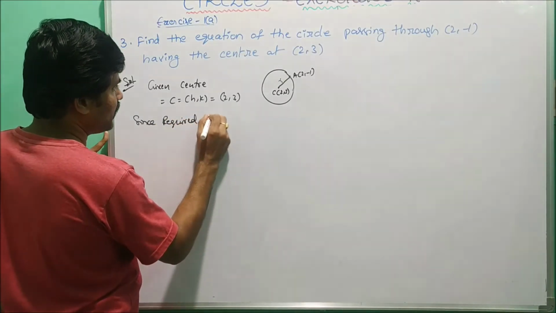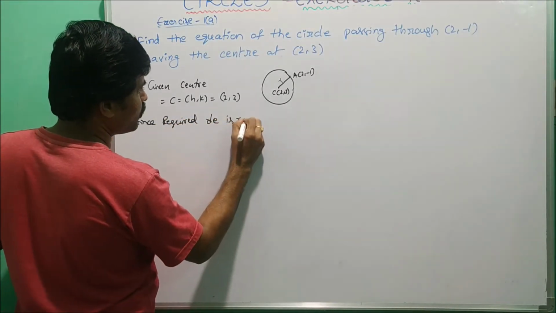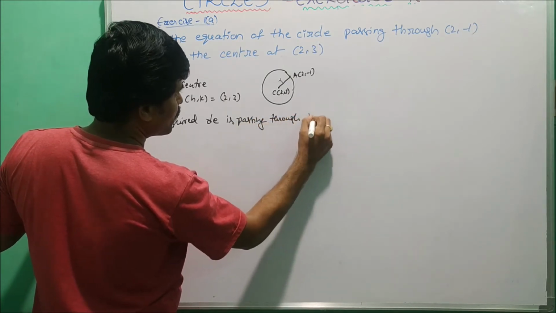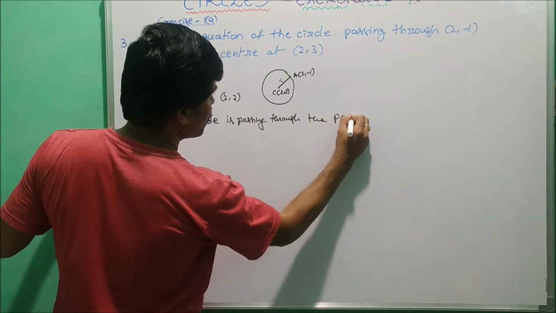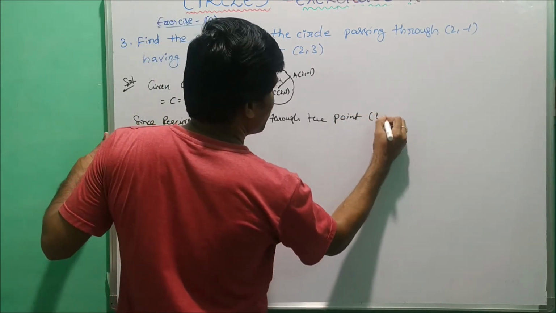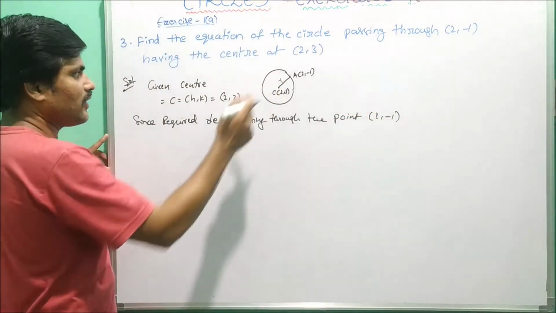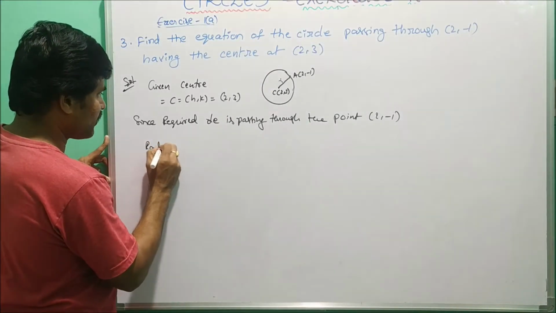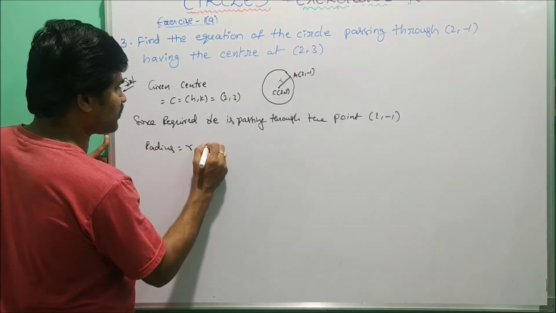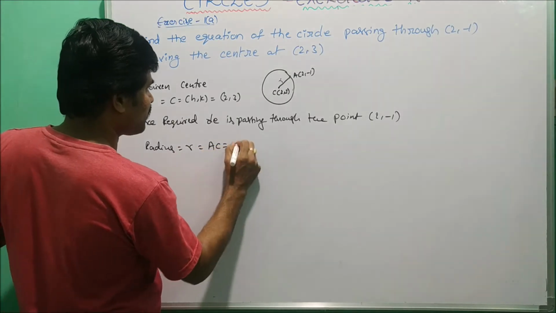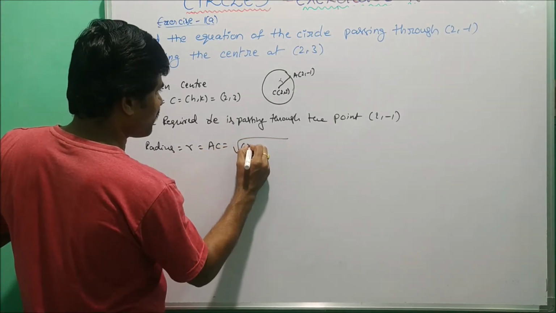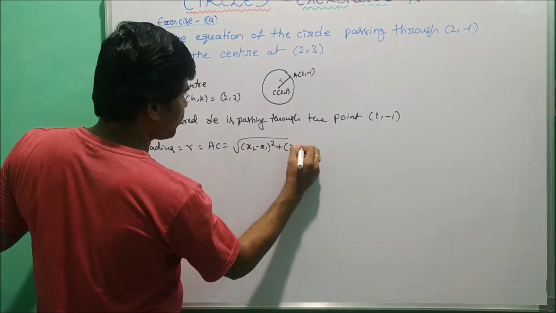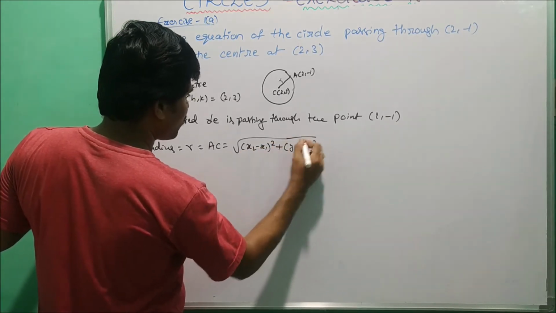Since the required circle is passing through the point (2, -1), therefore that point lies on the circle. So here radius r = AC, that equals the square root of, using the distance formula, (x2 minus x1) whole square plus (y2 minus y1) whole square.